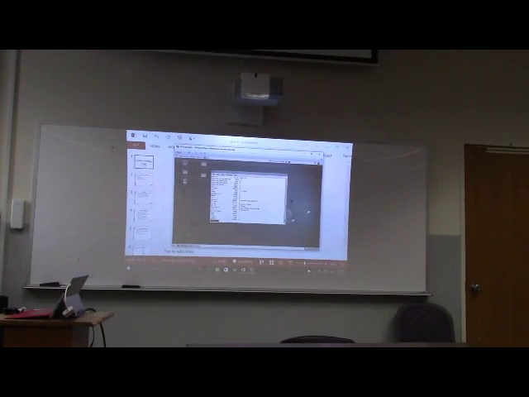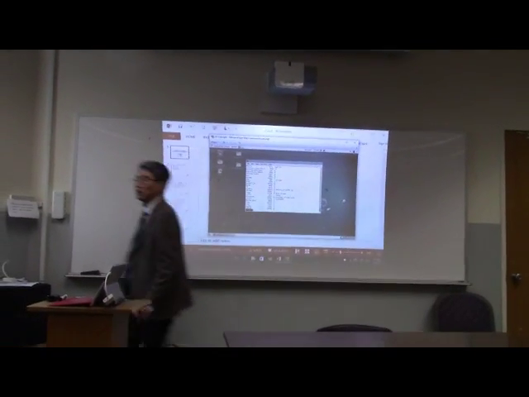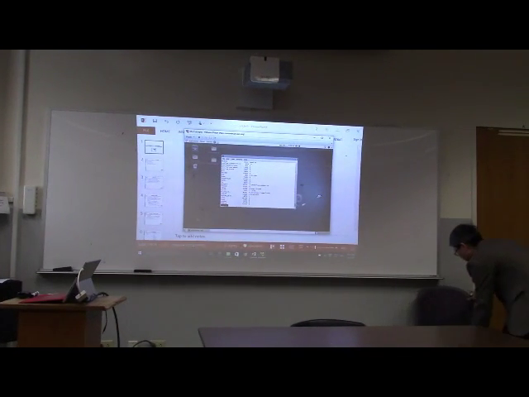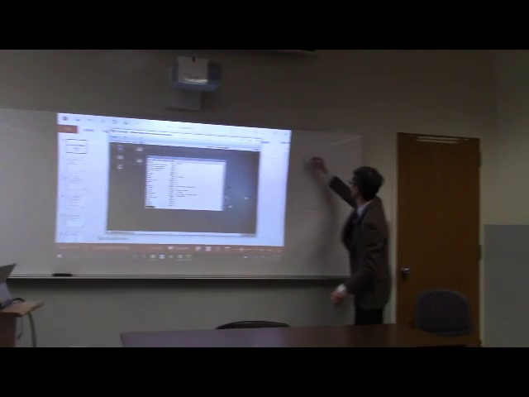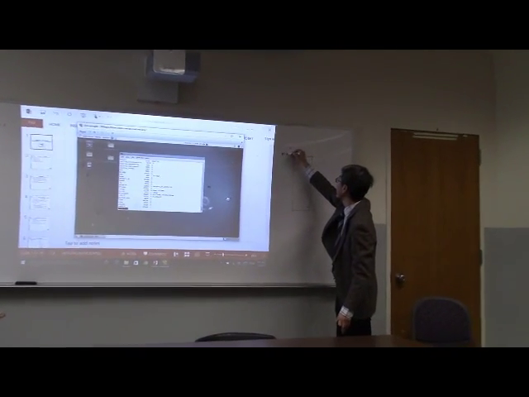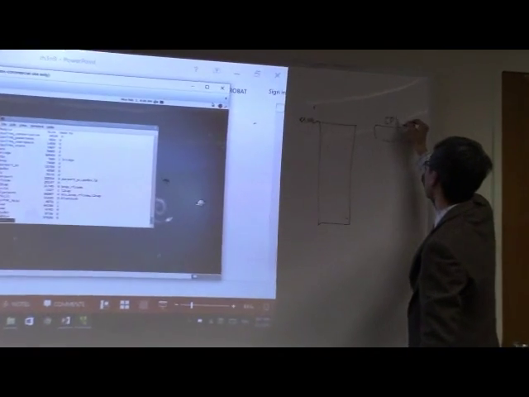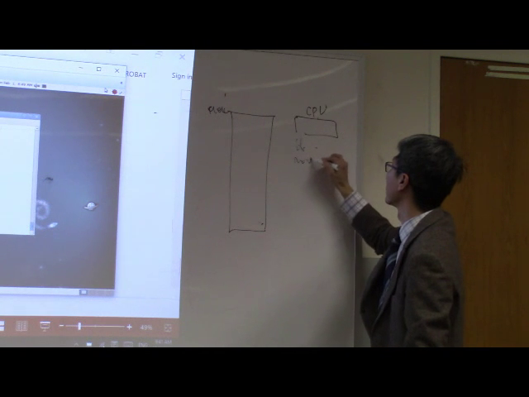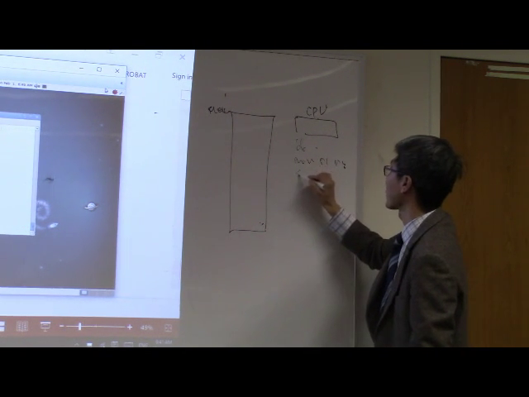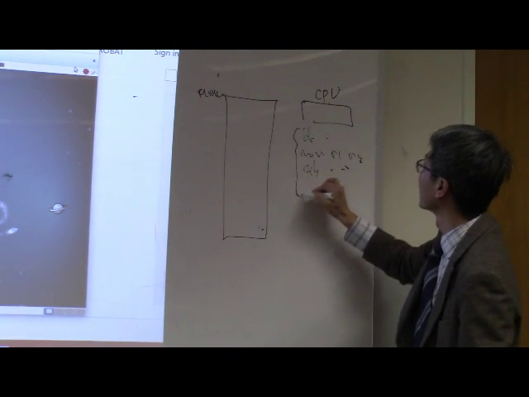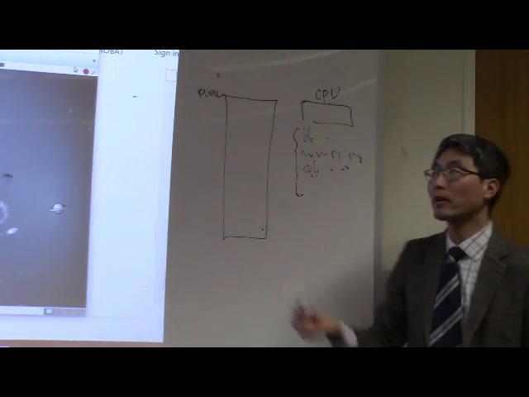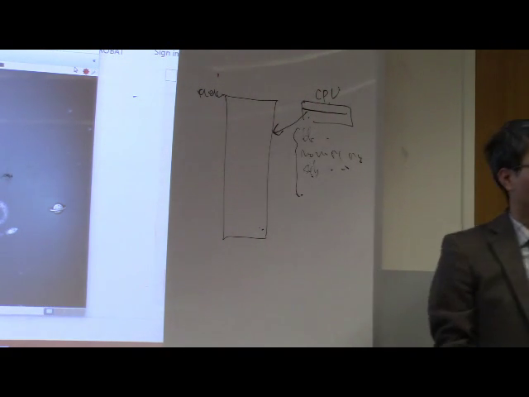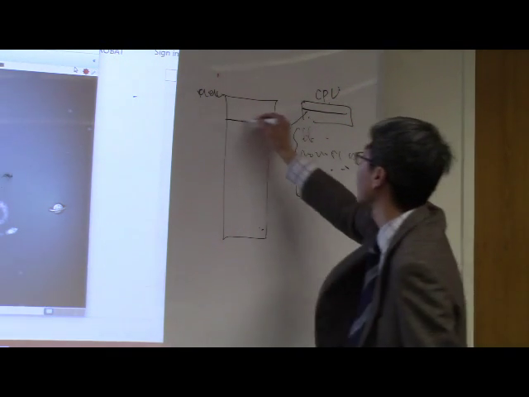From the CPU point of view, this is the memory and this is the CPU. The CPU would like to access instructions like add, move R1, R2, subtract. These are the instructions that are available for this CPU. So the CPU would like to read such an instruction from the memory, which is already loaded into memory.